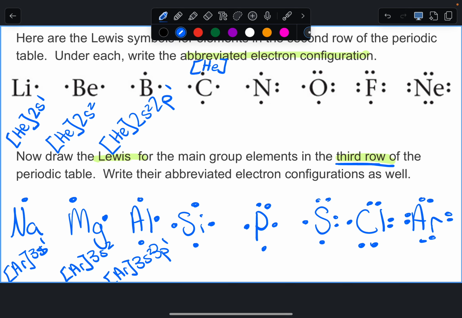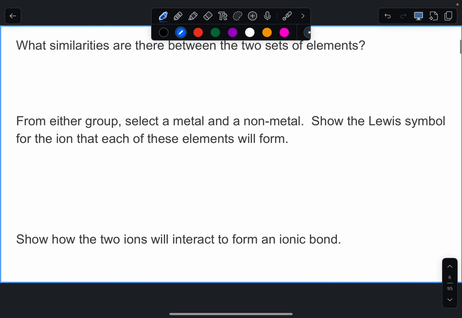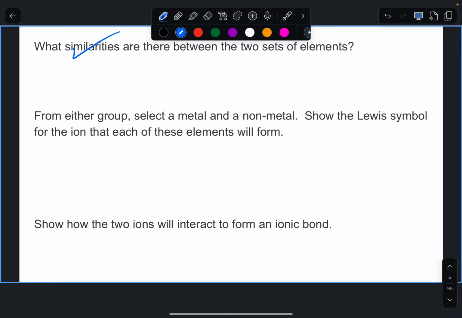Okay, so now let's do this for ionic bonding. Let's show how we're going to represent ionic bonding. We just answered that. What similarities? So we talked about their electron configuration, the dots that are surrounding them. And we didn't highlight this specifically in here, but when we were on the periodic table, we talked about the charges that they'll form.